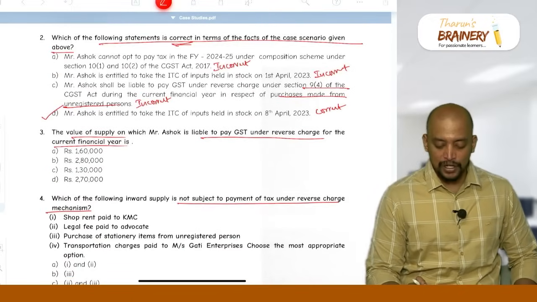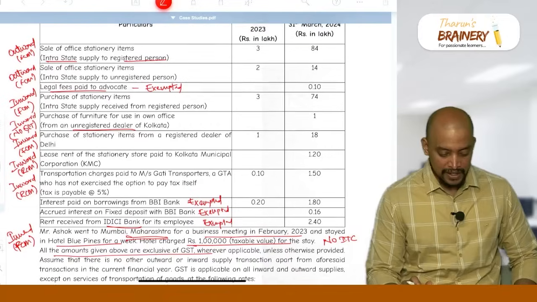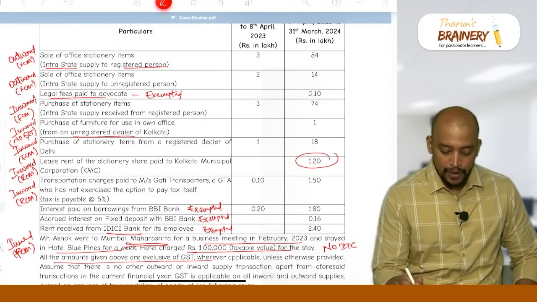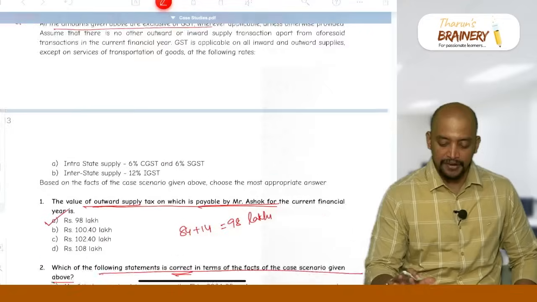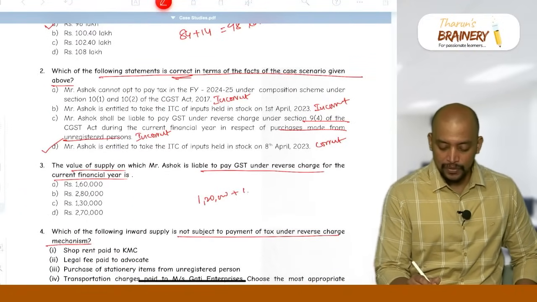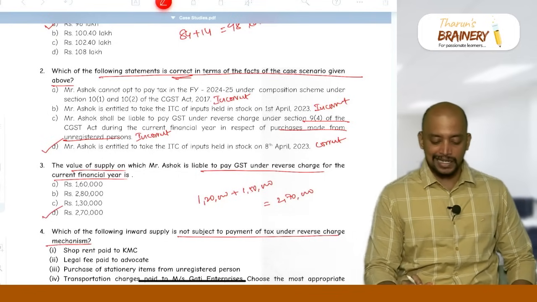The value of supply on which Ashok is liable to pay GST under RCM for the current financial year. So what are the inwards under RCM? Inward under RCM only these two, 1.2 and 1.5. 1,20,000 and 1,50,000. So that will come to 2,70,000. So option D is the answer.